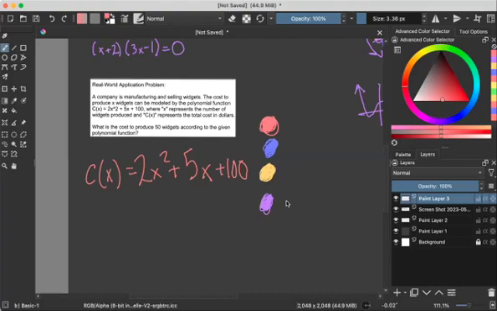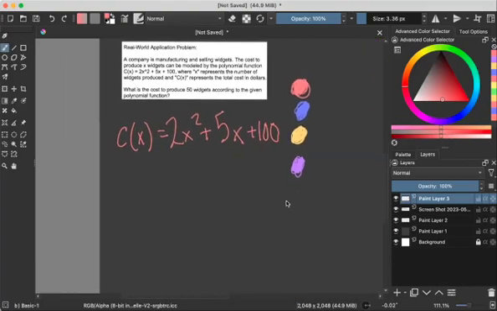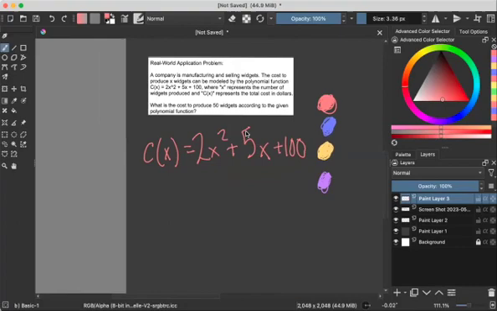All right. Which then brings us to our last problem. So this is the real world application problem. And it says a company is manufacturing and selling widgets. The cost to produce x widgets can be modeled by the polynomial function C(x) equals 2x squared plus 5x plus 100, where x represents the number of widgets produced and C(x) represents the total cost in dollars. It's asking, what is the cost to produce 50 widgets according to the given polynomial function?